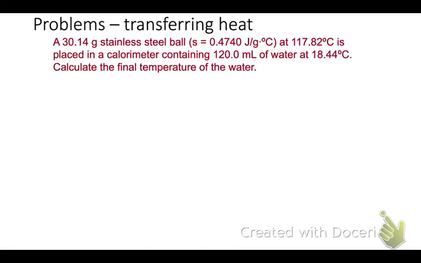All right, let's see this problem. A 30.14 gram stainless steel ball with a specific heat of 0.4740 joule for every gram every degree Celsius at 117.82 degrees Celsius is placed in a calorimeter containing 120 ml of water at 18.44 degrees Celsius. Calculate the final temperature of the water. Again, you have a hot steel ball inserted in water. There is a heat transfer. The ball did lose heat and water did gain it.